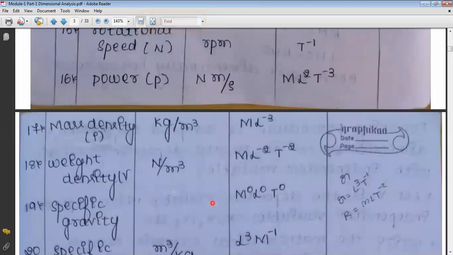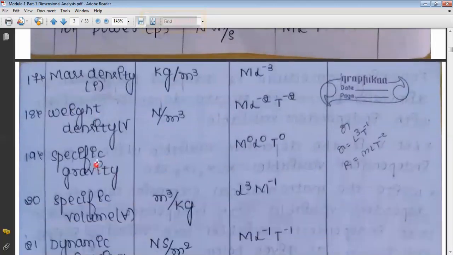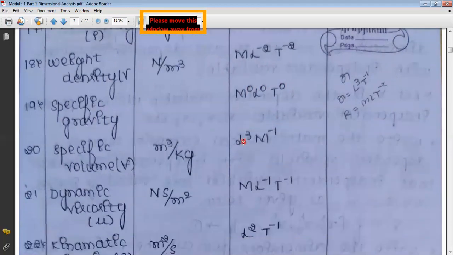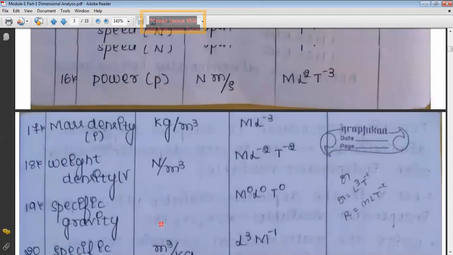Similarly, power, mass density, weight density, specific gravity, which has no unit. If any quantity is unitless, the dimension will be written as M to the power of 0, L to the power of 0, T to the power of 0. The power remaining 0 means it is 1. Similarly, efficiency is unitless, M0 L0 T0. Okay, you can go through this once.